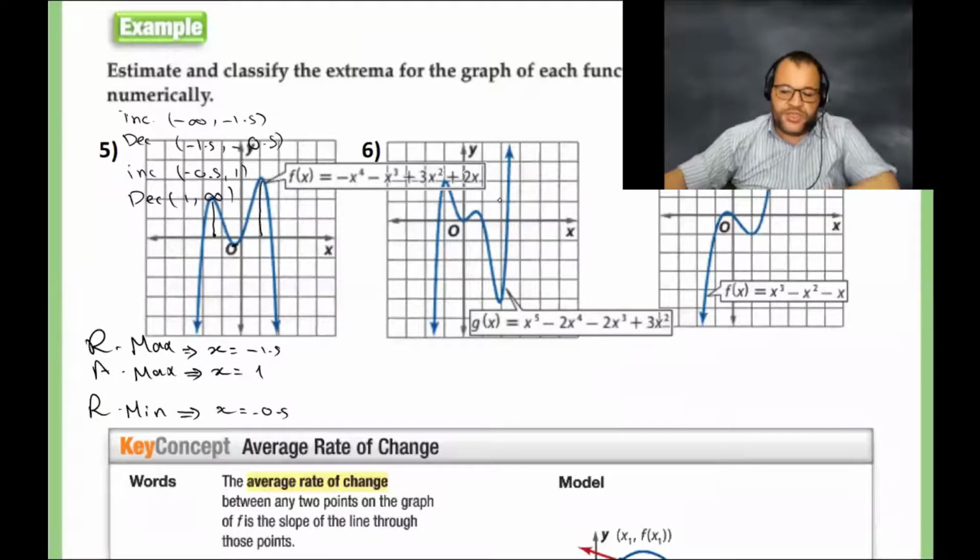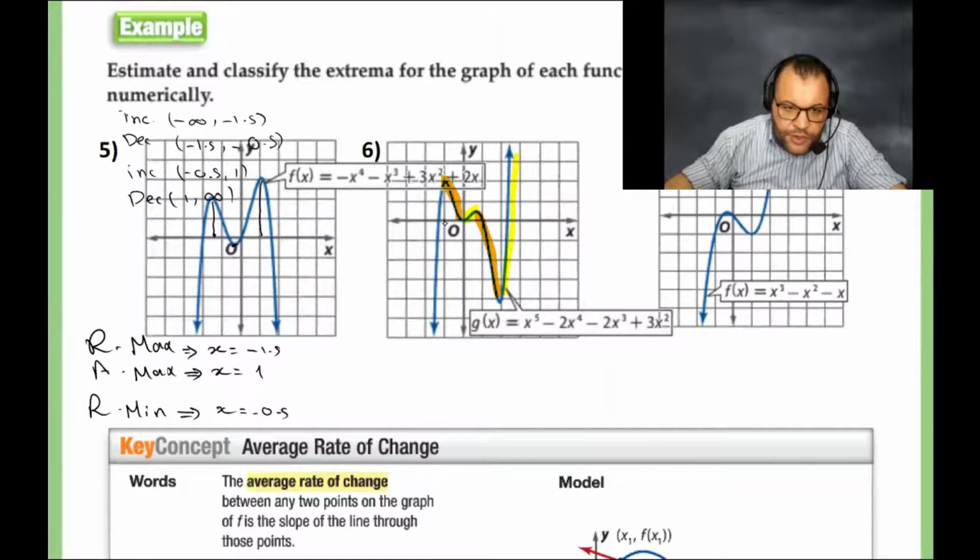So we can represent the increase and decrease also. Let's say increase, then decrease, then increase, and decrease. So we can represent the point here. That's the point. It's about negative 1.2, approximately.